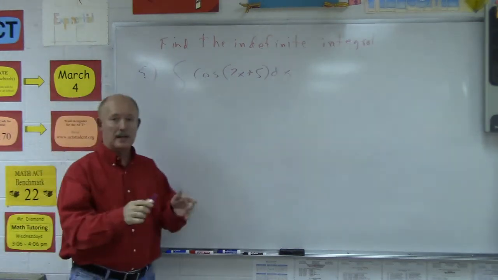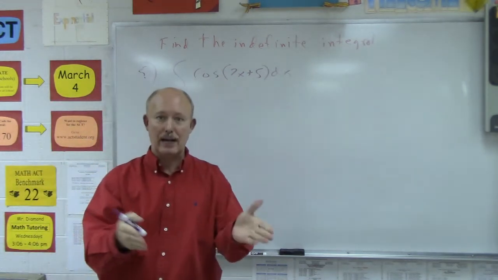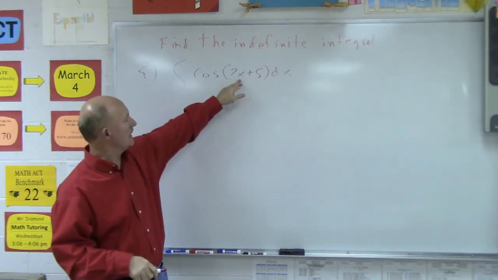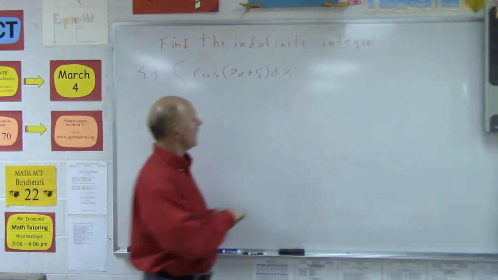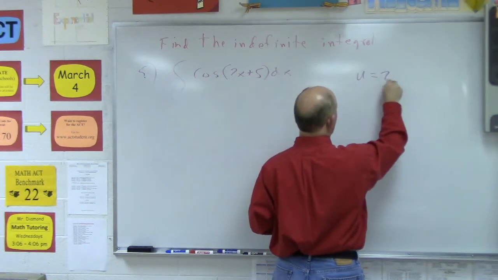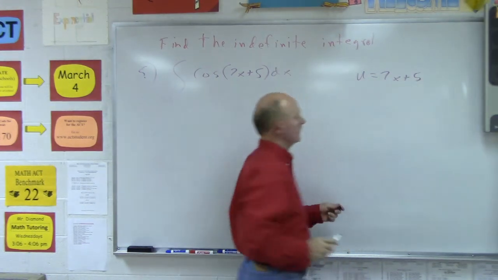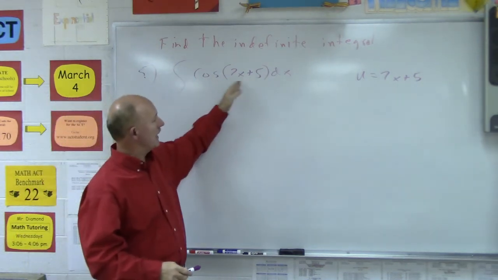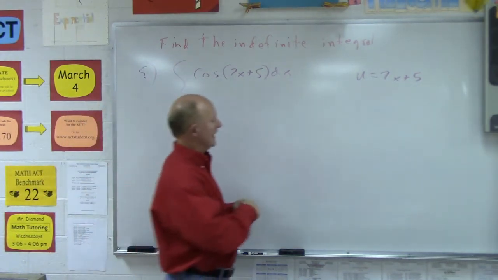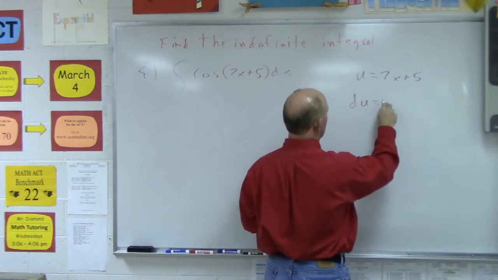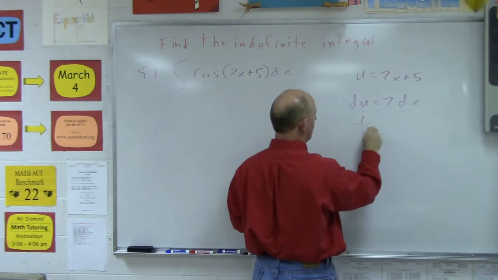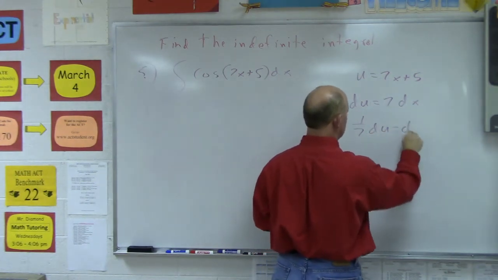Once again, you should recognize the integrand here as a composite function. Cosine is the outside part, and the inside part is 7x plus 5. To start us off, let's let u equal 7x plus 5. Basically, what's inside your parentheses is the inside part of your integrand. Taking the derivative, we have du equals 7 dx, since the derivative of 7x is 7, and 1/7 du is equal to dx.